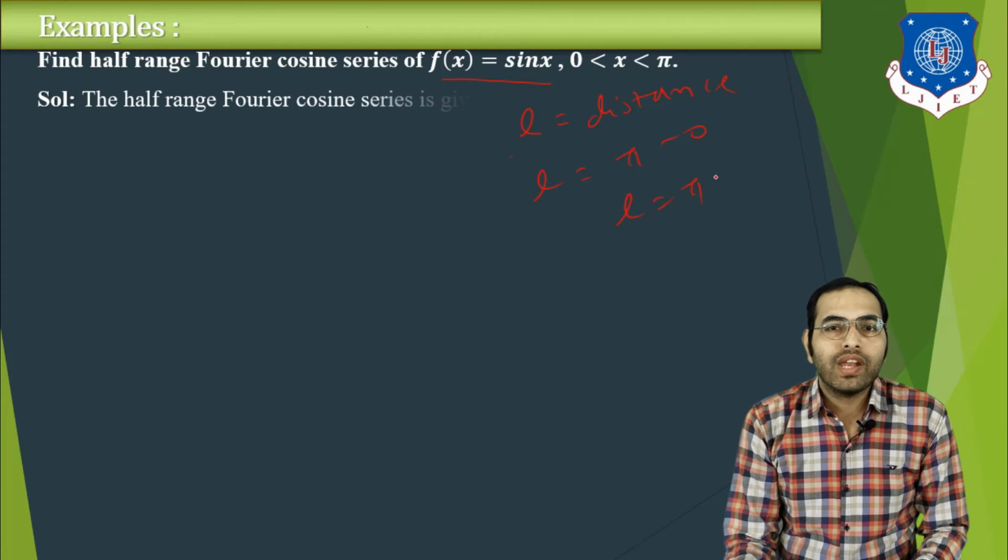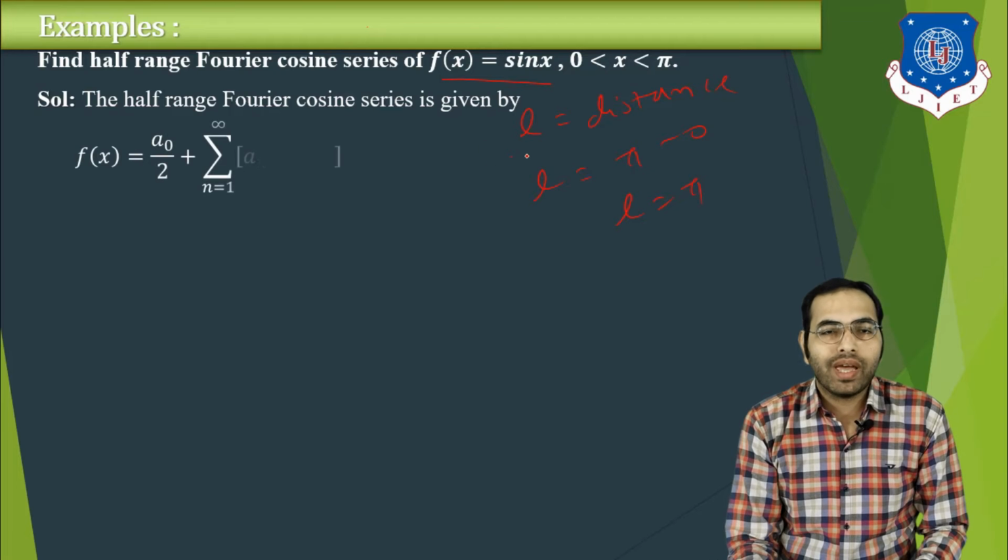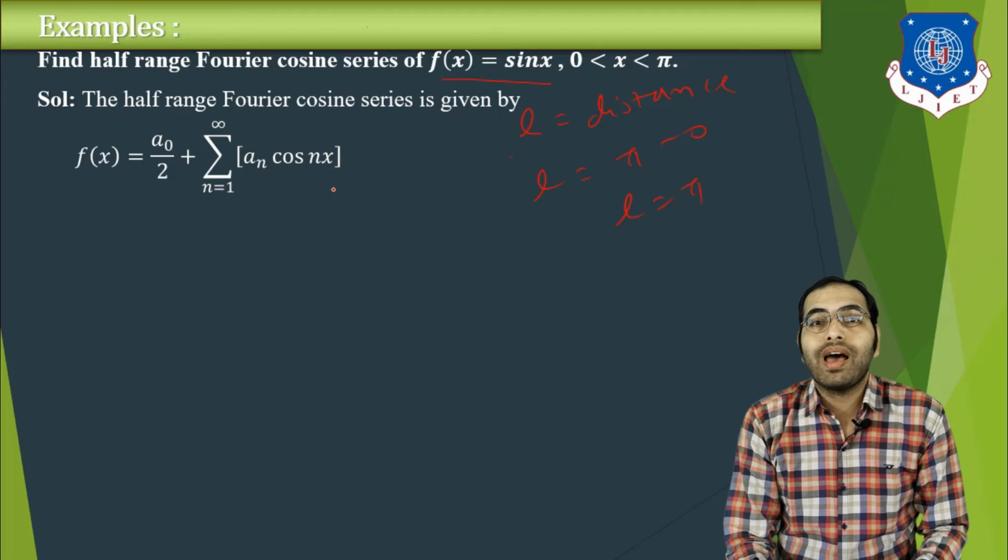Then whenever we find the value of L, then substituting in the equation of the Fourier cosine series which is given by f of x equal to a0 by 2 plus summation n equal to 1 to infinity an cos n pi x by L, the value of L is pi, then pi will be cancelled out, that will give you cos nx. That is our equation number 1. Then we have to find a0 and an.